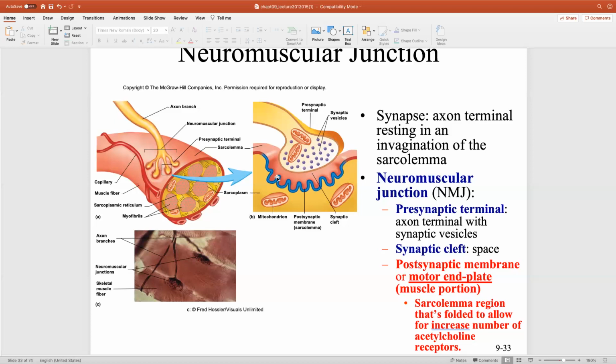Well, one of the ways we can make it more likely to have an action potential and then activate the muscle is by increasing the number of acetylcholine receptors. But there's only so much room here. So what do we do then? Instead of having just an unfolded sarcolemma, where it's a straight line, we're going to fold it up. Folding it up increases the surface area of this region without increasing the volume. Now that I have increased surface area right here, guess what? I have more room to have more acetylcholine receptors.